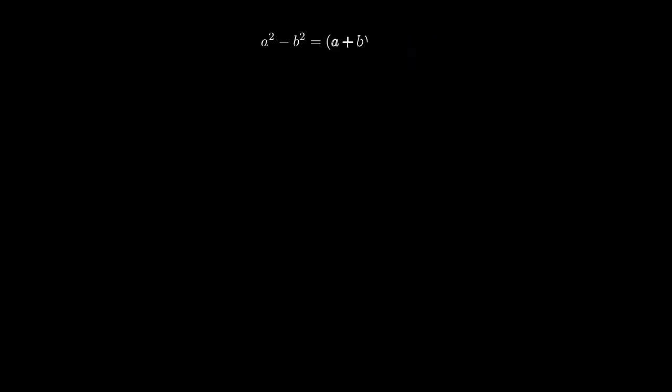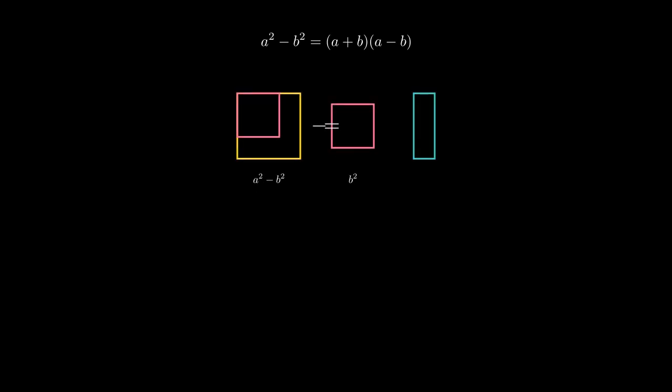The difference of squares formula states that a² − b² equals (a + b)(a − b). Visually, this represents taking a large square and removing a smaller square, which creates a shape we can factor.